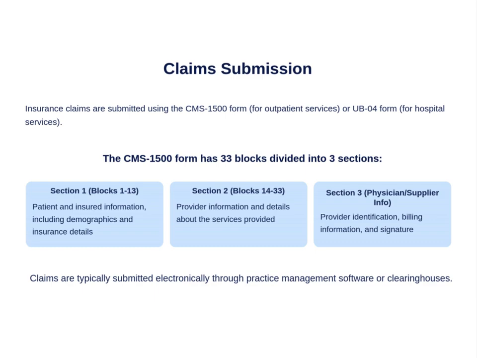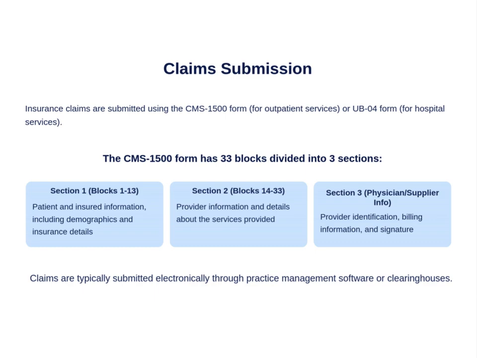And then Section 3, I'm sorry, I did that backwards. Section 2 would be information about the services that were rendered. That would be like what ICD-10 codes they were, what procedure codes, what did they have done, and why. And then Section 3 is the provider's information, like the provider number, their signature, billing information, that kind of thing.